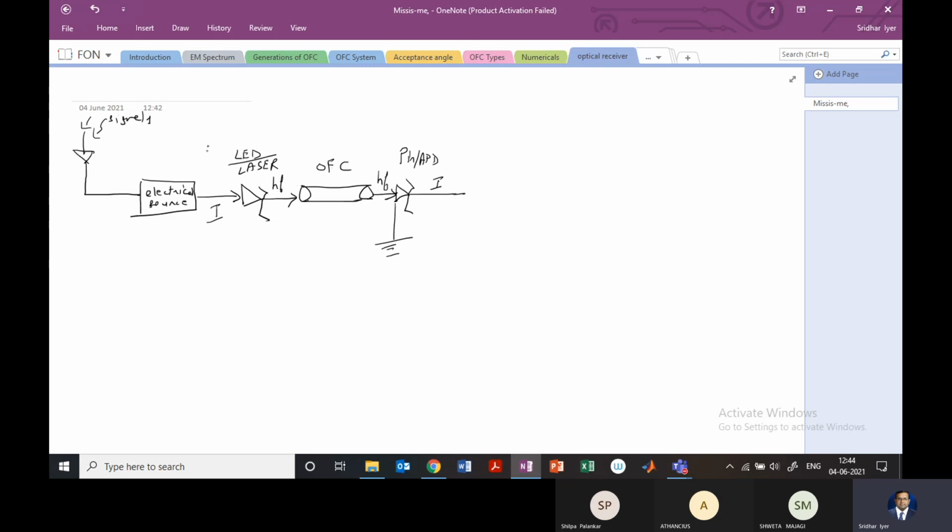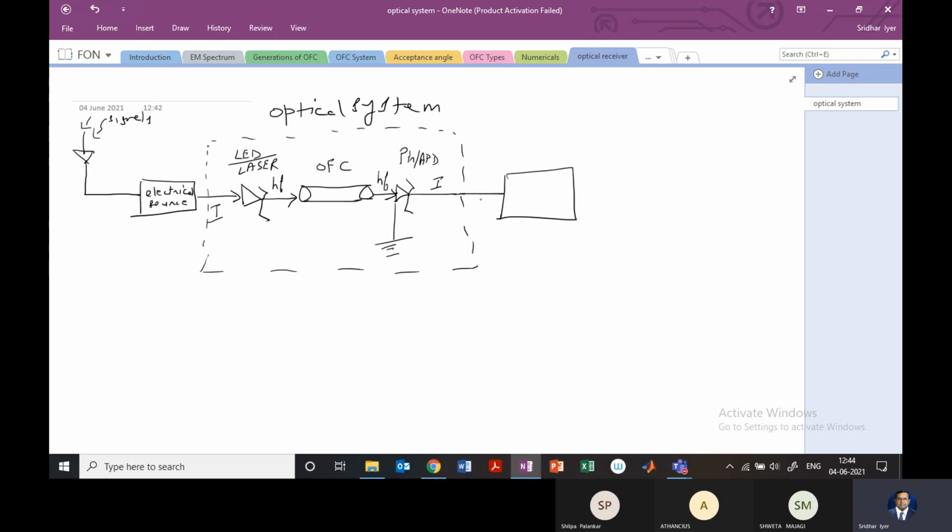Now you concentrate on these dotted lines. This dotted line which I have drawn, the bracket, this is your optical system. What is happening outside of that is the electrical system, which is basically you have an electrical source and you have an electrical receiver. The input to the electrical source is obviously those signals and it will be current.